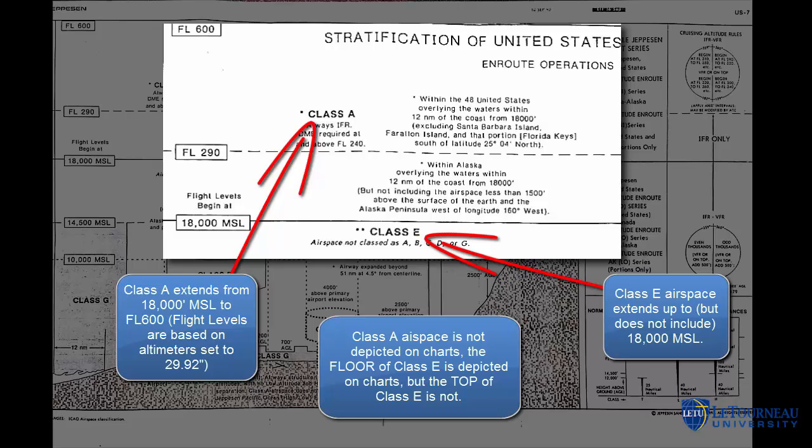Class A airspace is not depicted on charts. The floor of Class E is depicted on charts, but the top of Class E is not. So on charts we don't see a depiction of the top of Class E at 18,000 MSL, and we don't see Class A airspace.